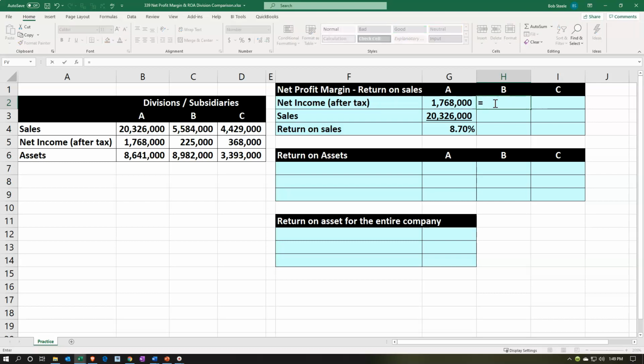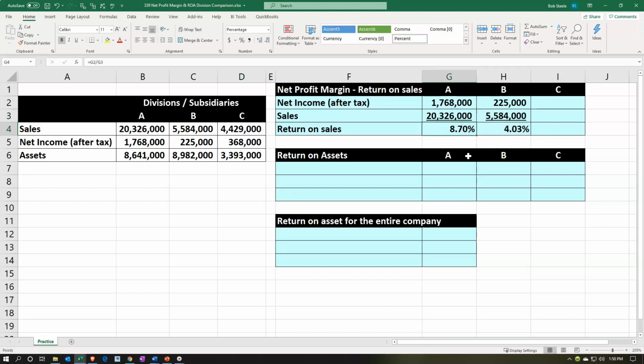We're going to say this is going to be equal to the net income for B. We're going to compare that to the sales for B. This is going to be equal to the net income over the sales. Let's format paint this now. I'm going to select these two cells, Home tab, Clipboard, Format Painter, format painting these two cells.